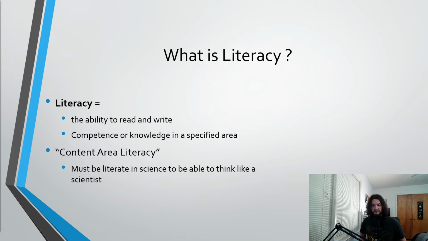So, for our sake, you have to be literate in science to be able to think like a scientist. You can't have a scientific thought unless you understand the process that you're thinking about and what kind of factors influence that process and what is before and after that process and the steps in that process. You have to know science to be able to think about science. It makes sense, but you have to actually dive into it and learn the vocabulary, learn the language of science.